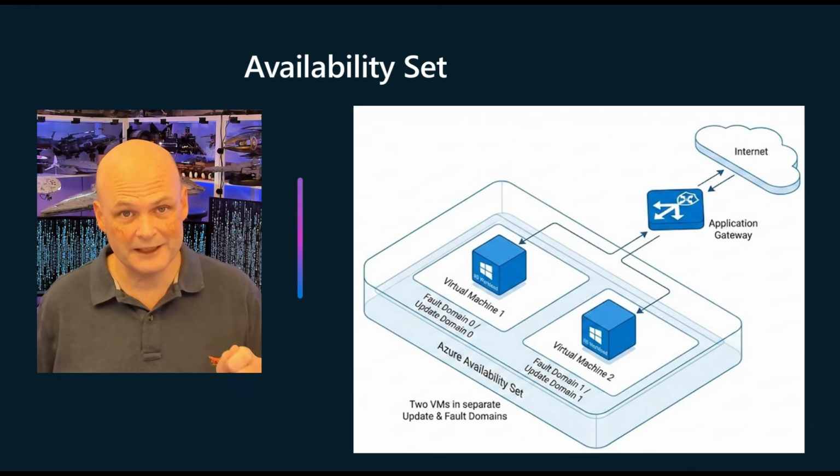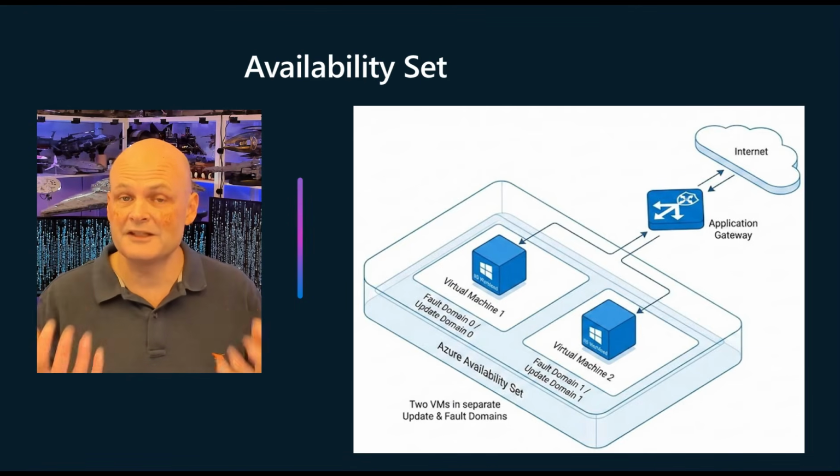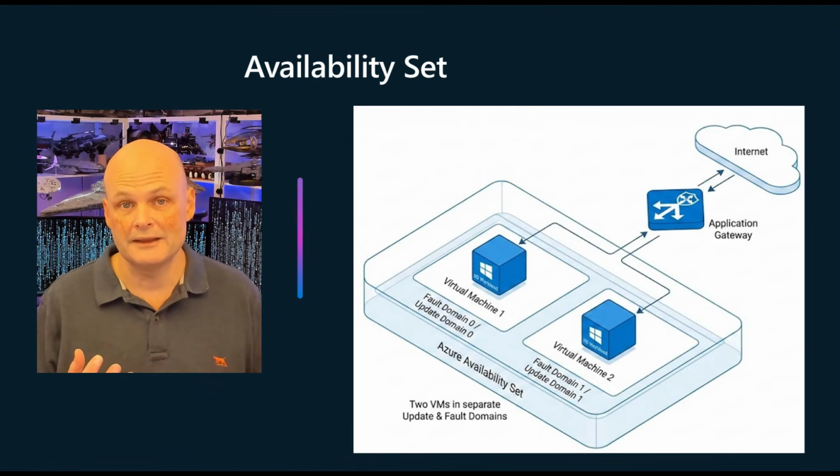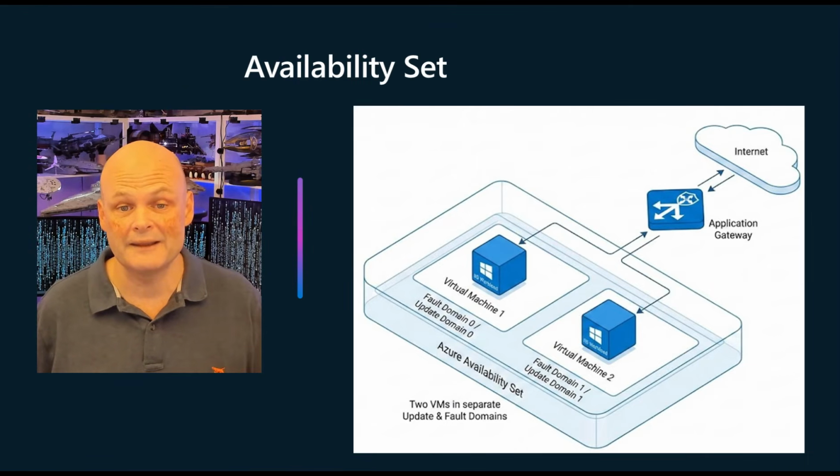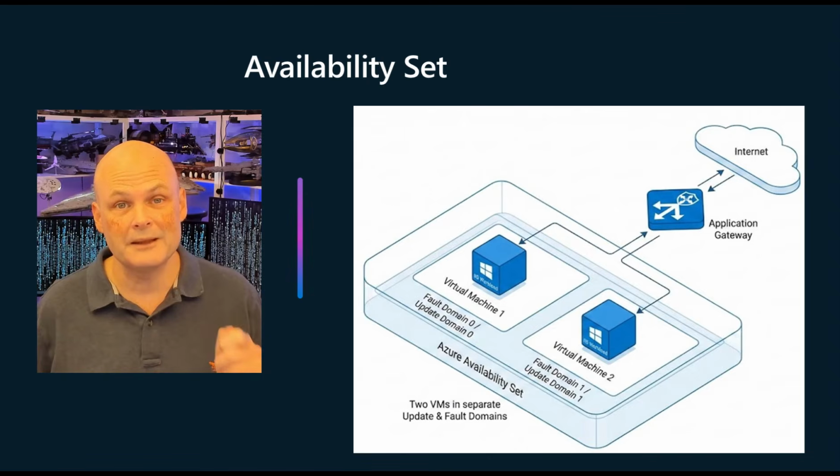Now, a fault domain represents physical hardware isolation, typically different server racks with independent power supplies and network switches. By putting VMs across different fault domains, a single hardware failure in an Azure data center will only affect a subset of instances, not your entire workload.